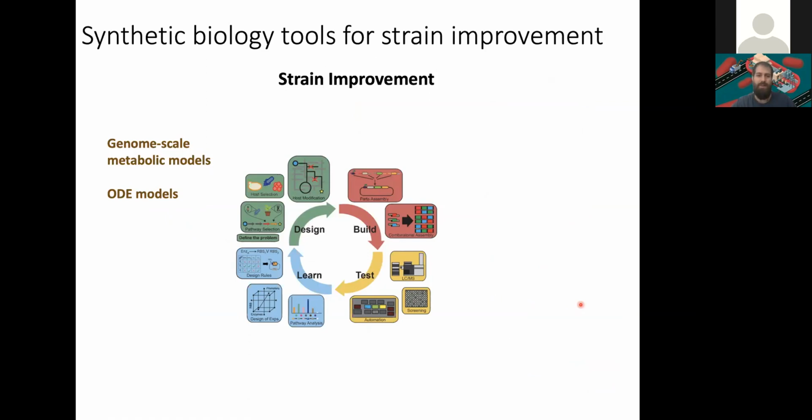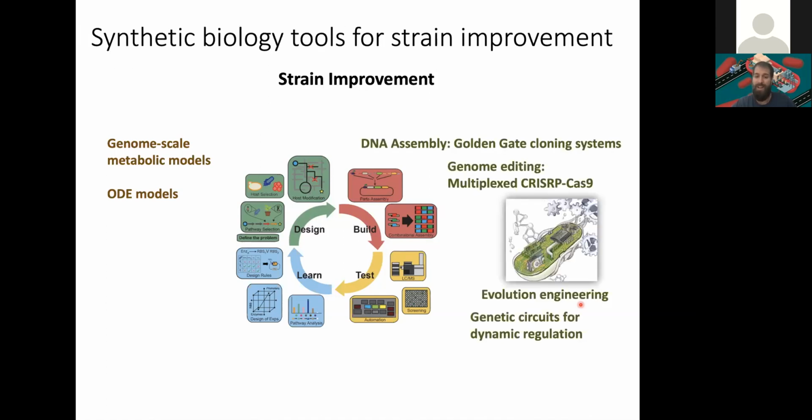So everything starts with the design phase. Basically, the researcher is in front of the computer and uses the literature, research, and mathematical models, which can be based on genome-scale models or ODE models, to simulate what happens when you engineer the organism. And that predicts targets that we're then going to build in the lab. And to build them, we need to put the pieces of DNA together using DNA assembly techniques such as Golden Gate, and then we introduce them into the genome of the organism using other techniques like CRISPR-Cas9 that I'm sure you're all familiar with. In addition to that, we also do evolutionary engineering or the introduction of genetic circuits, more complex circuits.